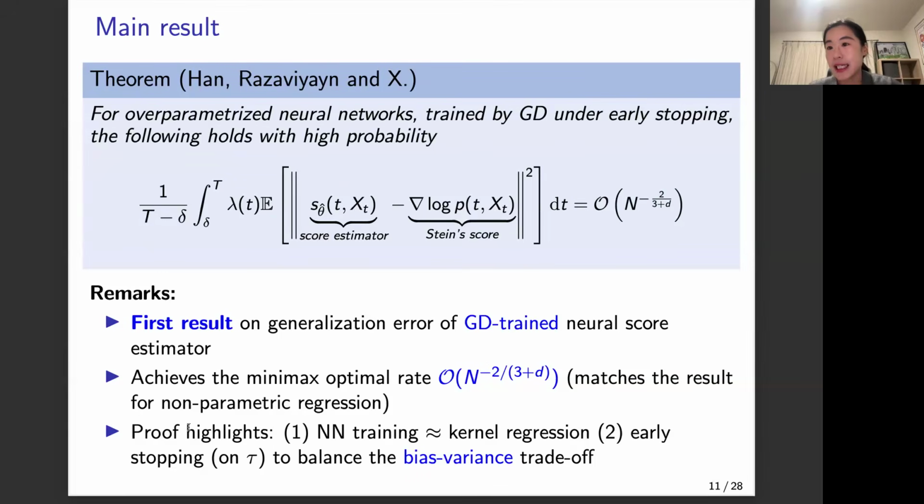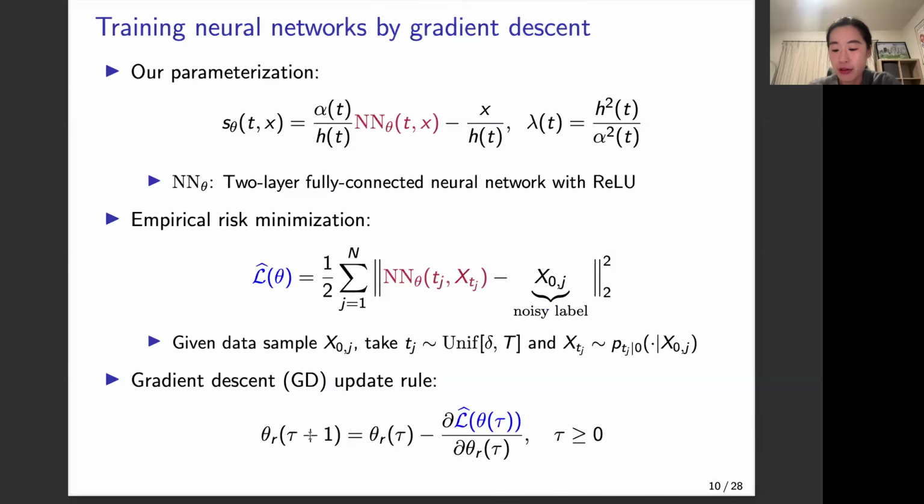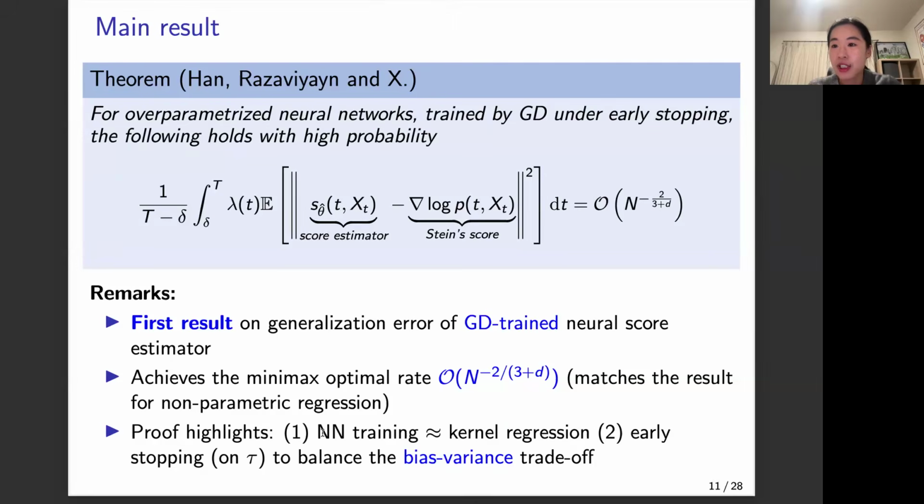One thing I want to mention in terms of the techniques we used in the proof is that essentially in the over-parameterized regime, when the width of the neural network is sufficiently wide, then neural network training would be equivalent to kernel regression in a good RKHS. And this would be the perspective we use in the proof, and I'll mention the high-level idea on the next slides.